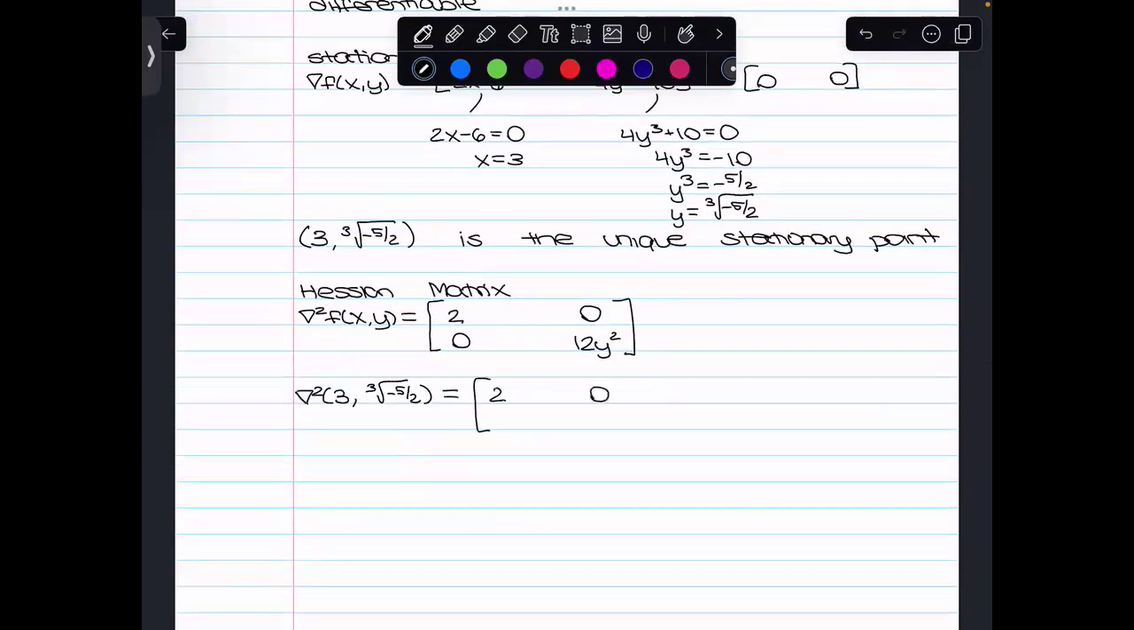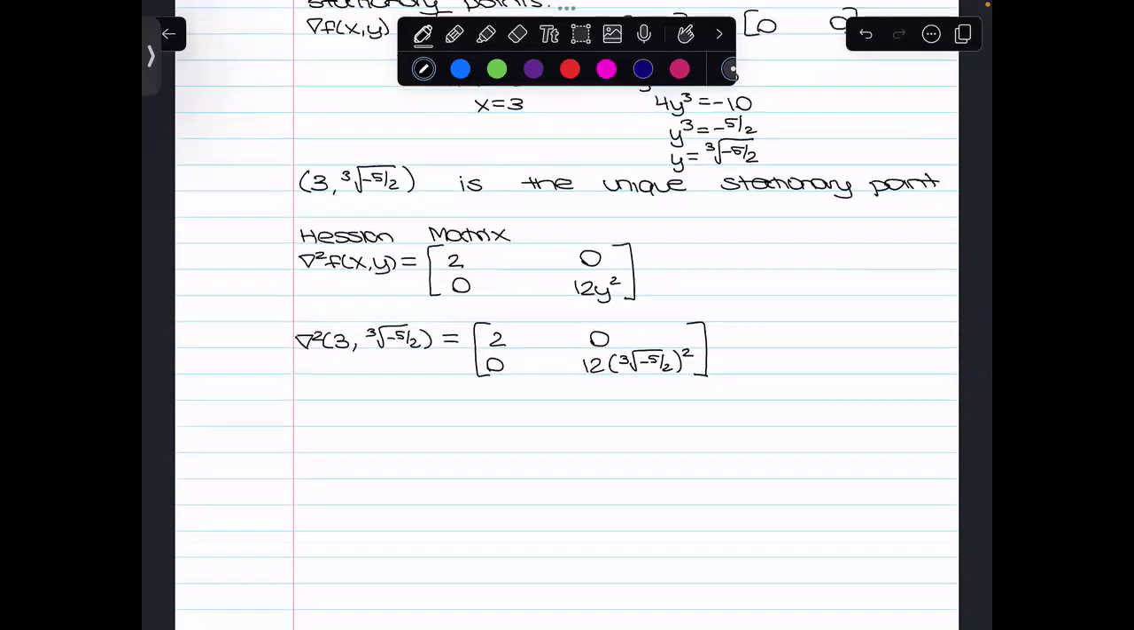So we're going to have 2, 0, 0, and then this is going to be a little bit messy, but for now, I wouldn't worry about simplifying it, because if they make something so messy, usually they have to make it so that in the end, you don't need the exact value, because of course you can't use a calculator. So for now, we can just leave that. And we have to analyze now the leading or northwest principal minors.